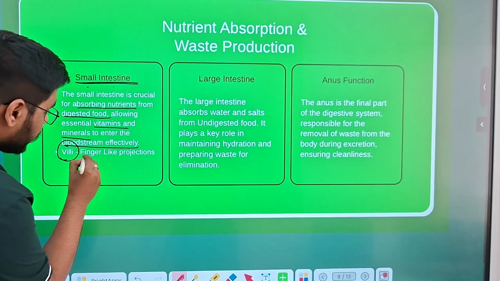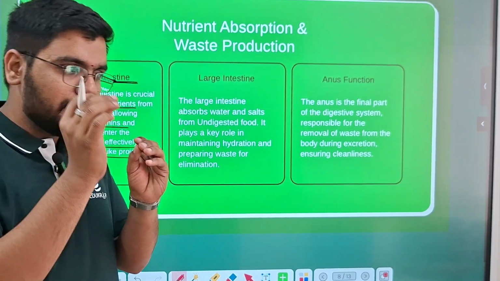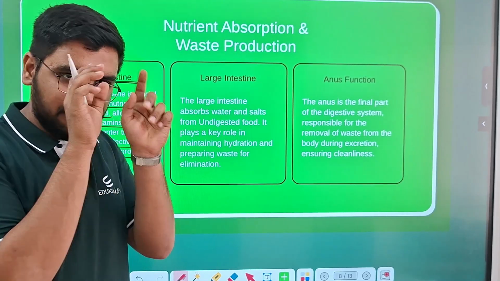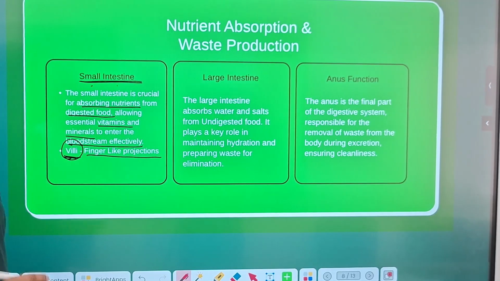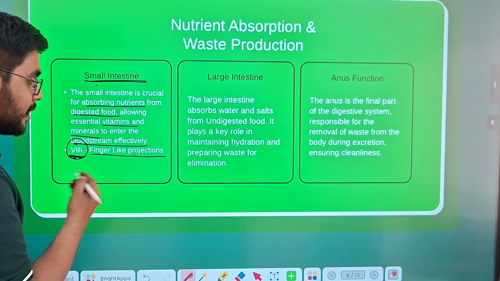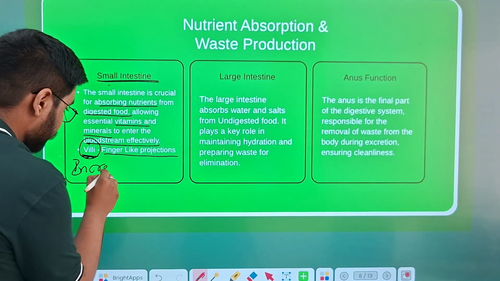What are villi? These are finger-like projections. If you ever put a part of the small intestine under a microscope and enlarge it, you can see these finger-like projections. What do these finger-like projections do? This helps in absorption by increasing the surface area.